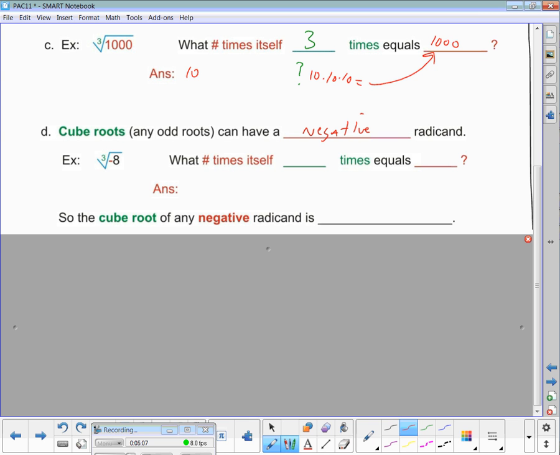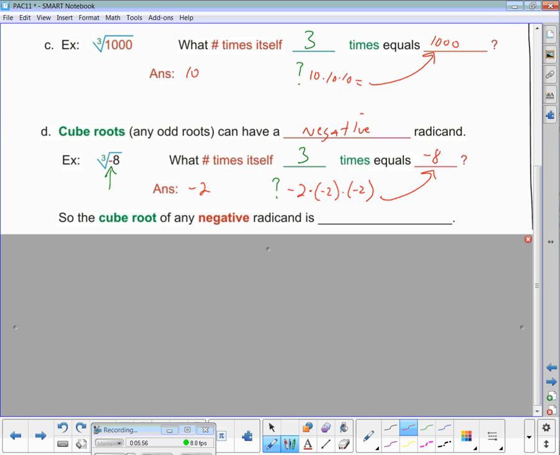However, cube roots is different. So again, what's the question? We have the cube root of negative 8, right? What number times itself 3 times equals negative 8? Is there an answer to this? Somebody raise your hand. What's the answer? Josh? So Josh says negative 2 is the answer. And does it indeed work? Let's put it through the test. If it's the correct answer, we should be able to do negative 2 times negative 2 times negative 2. Negative 2 times negative 2 is a positive 4. Positive 4 times a negative 2 is indeed a negative 8. So we can do an odd root of a negative radicand.